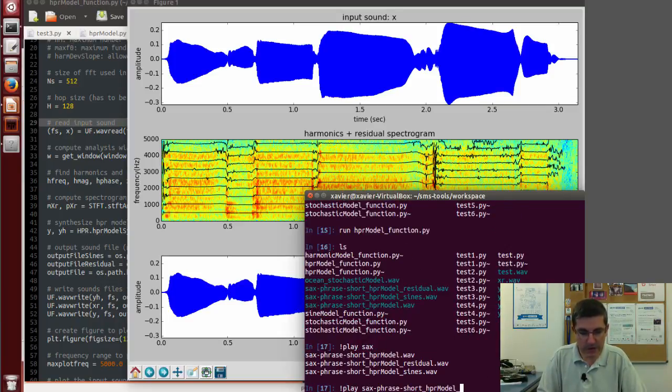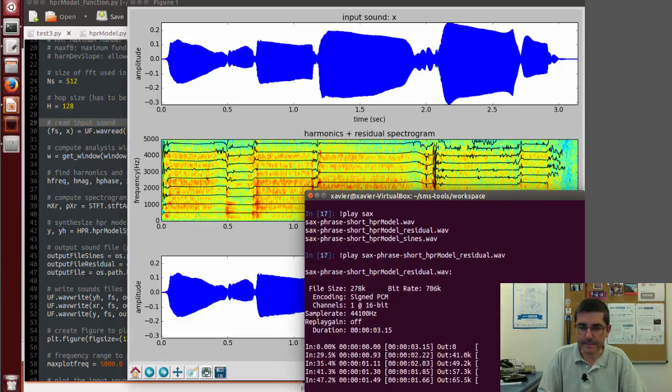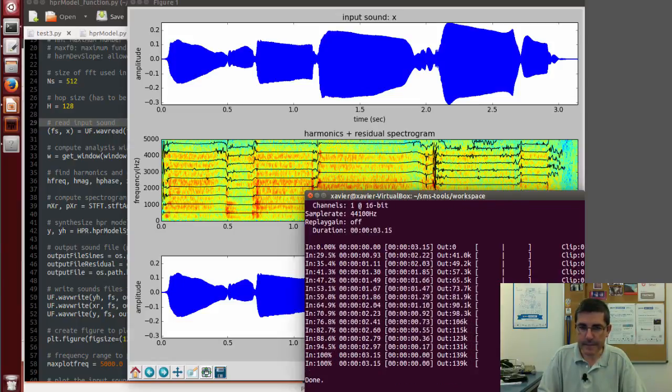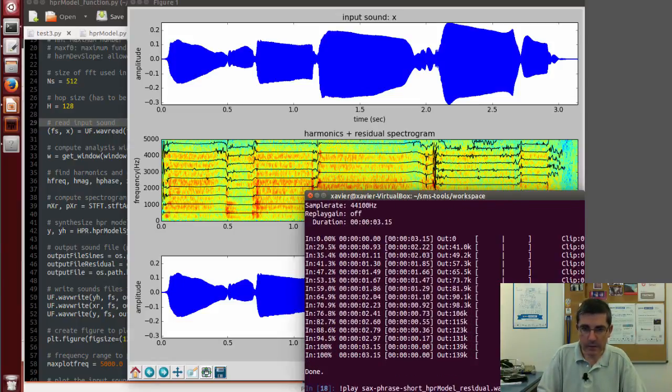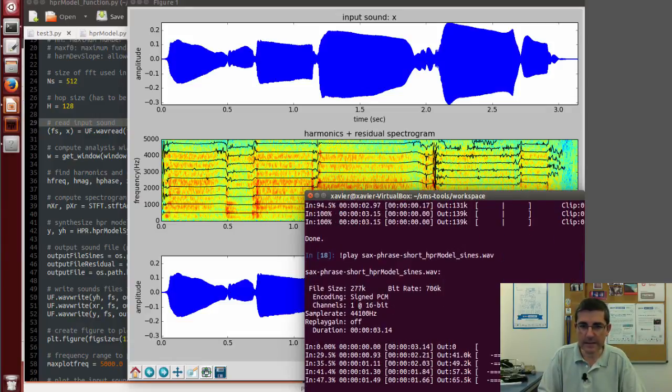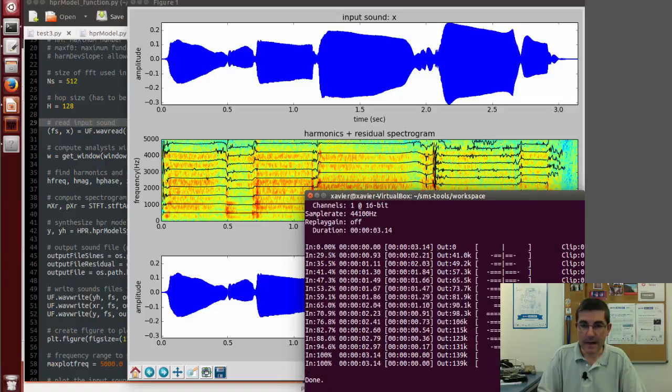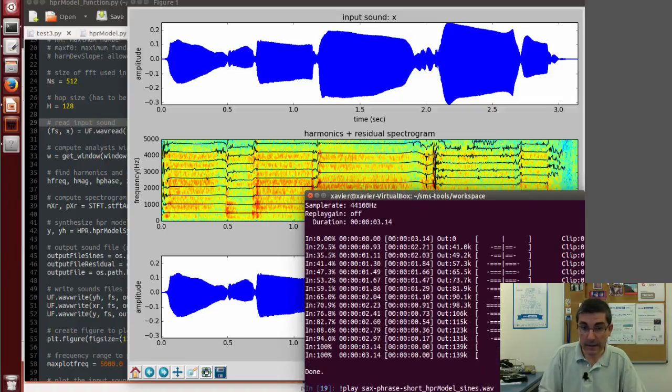for example, first the residual, and then we can play, for example, the sines, and we can play the sum of the two.